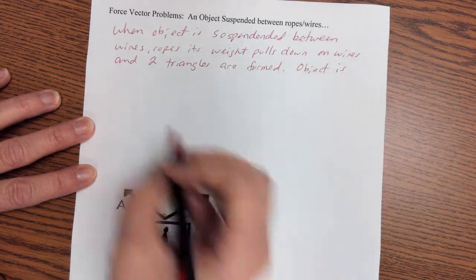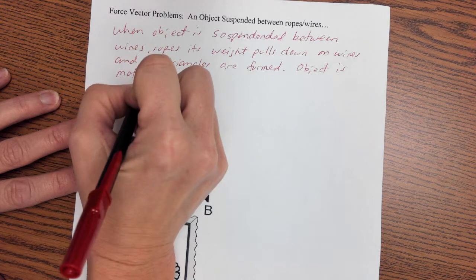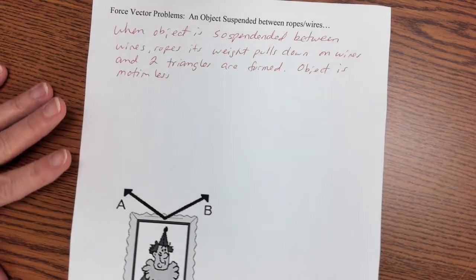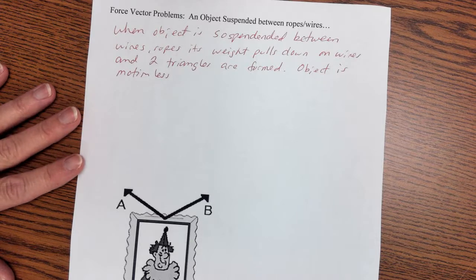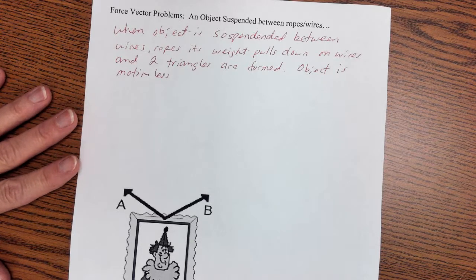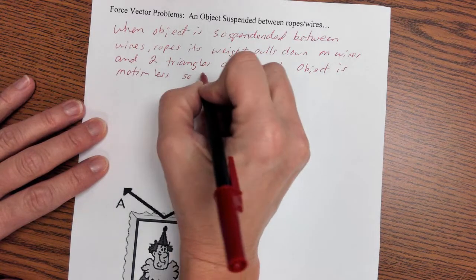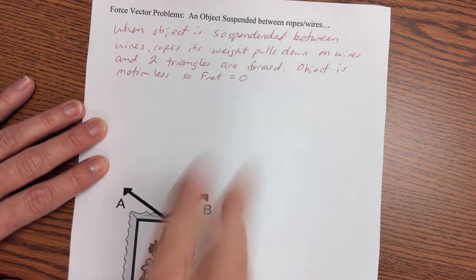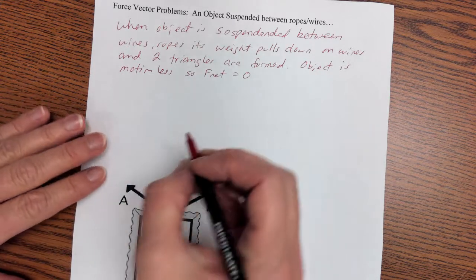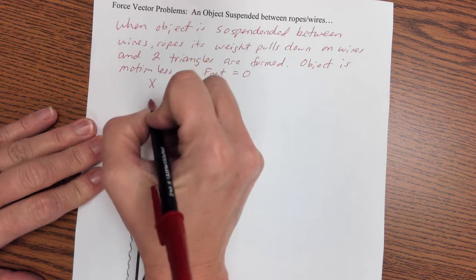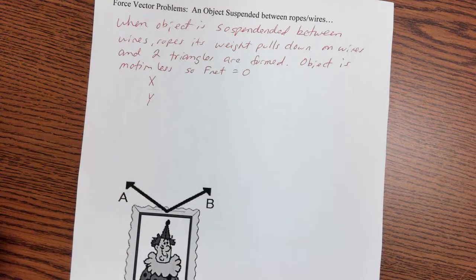The object itself is motionless once it's held there. The picture hanging on the wall, at least you hope it stays motionless and doesn't fall, right? What does that mean the net force on the object is? All right. So the net force has to be 0. So the key to these problems is understanding that the X and the Y components balance out.